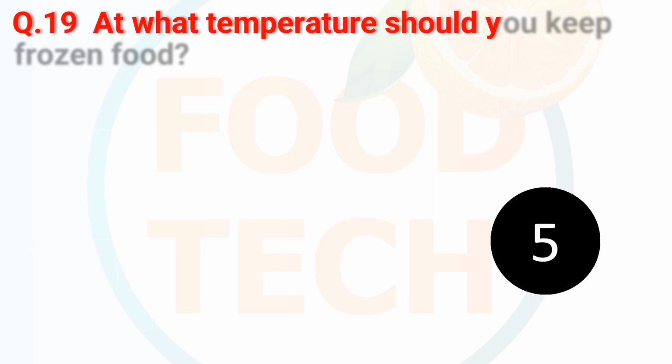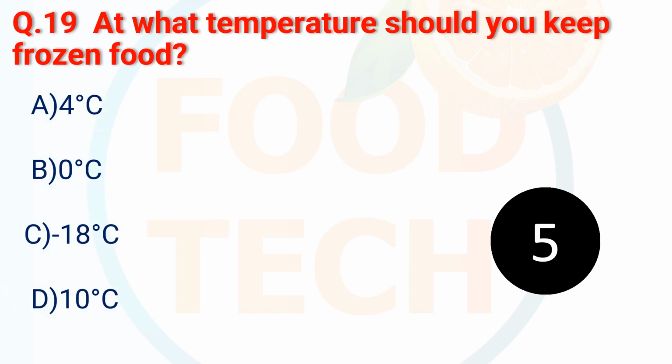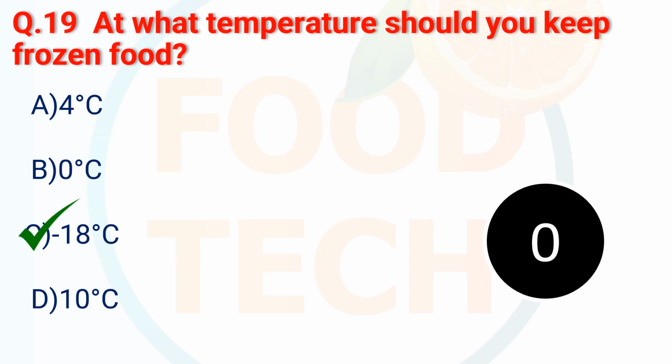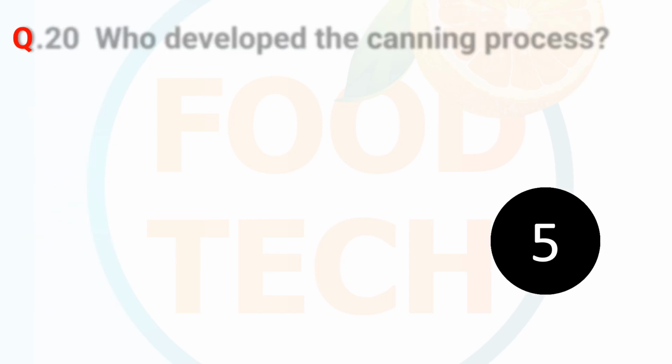Question 19. At what temperature should you keep frozen food? A. 4 degrees Celsius, B. 0 degrees Celsius, C. minus 18 degrees Celsius, D. 10 degrees Celsius. The answer is C. Minus 18 degrees Celsius.